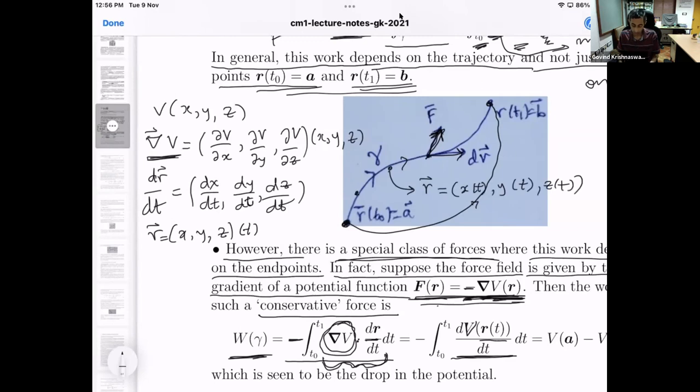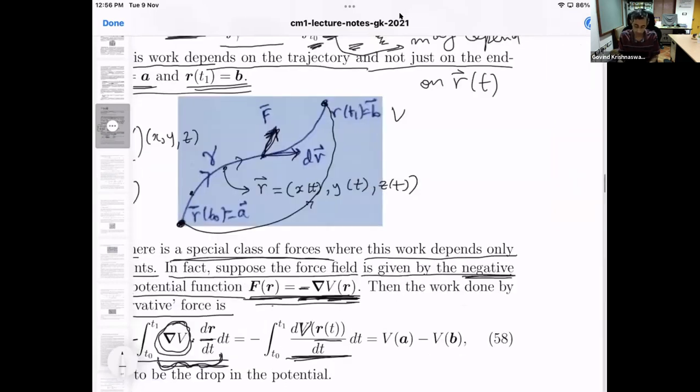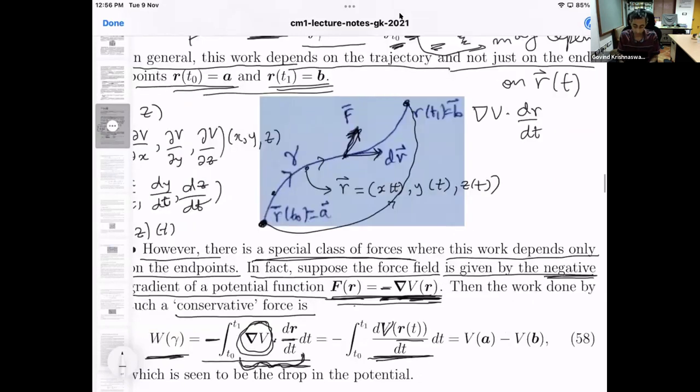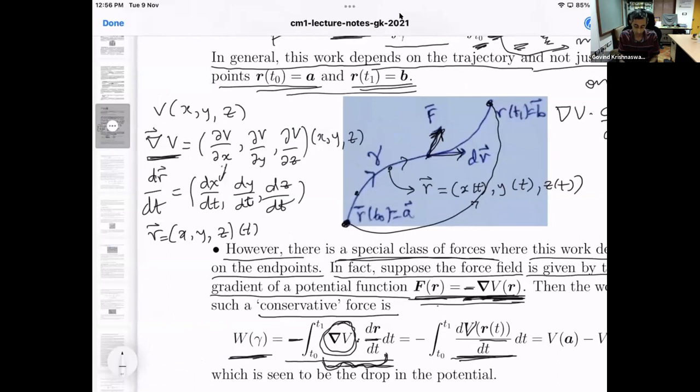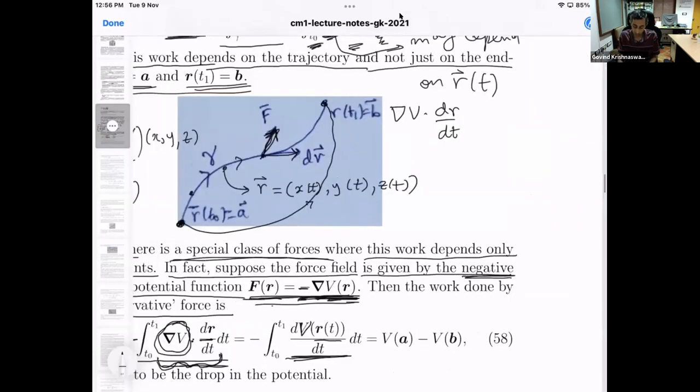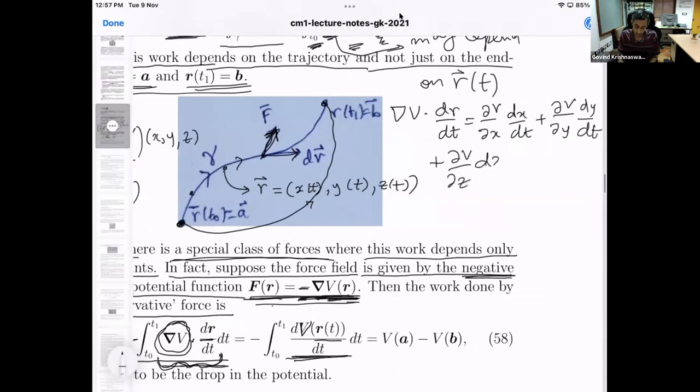Now we are told to take the dot product of these two things. So when I take the dot product, let me write down what I get. Grad V dotted with dr dt. Comparing with what we have, the dot product will multiply the first component with the first, second with the second, and third with the third. So it's going to be partial V partial x dx dt plus partial V partial y dy dt plus partial V partial z dz dt. So this is the dot product.